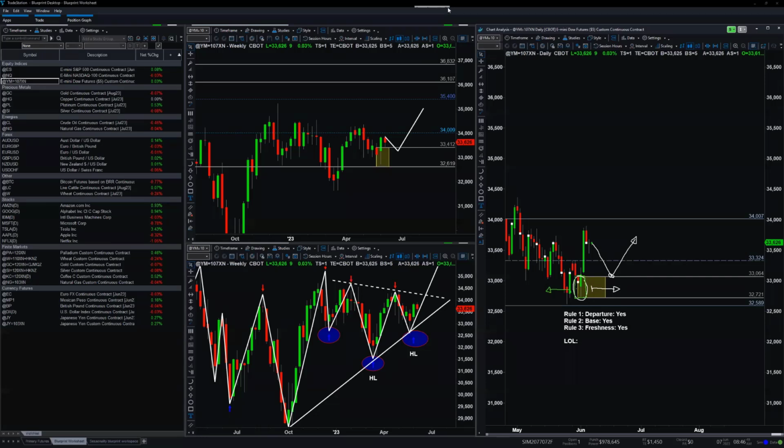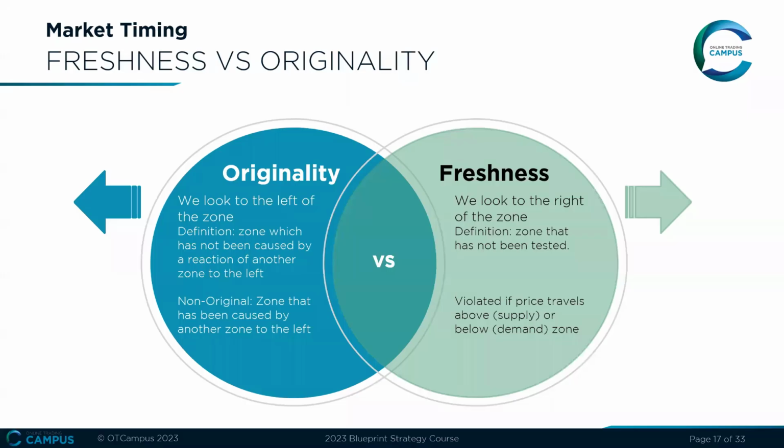While originality is really asking the question, where is price coming from? And maybe there are some demand zones to the left that may be the origin of this move as well as this move. Okay, so let's first jump into the slides, and then we're going to jump straight back into our practical applications, spending as little time on the slides as possible.